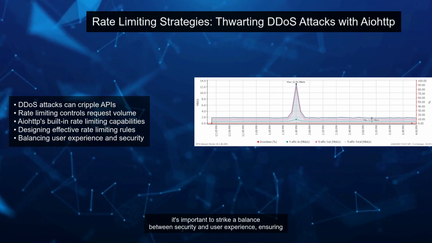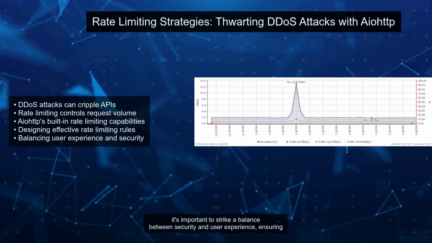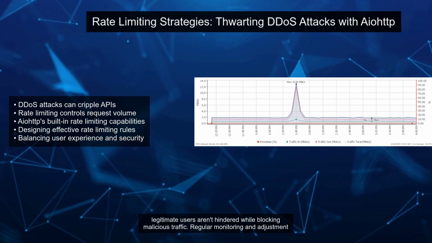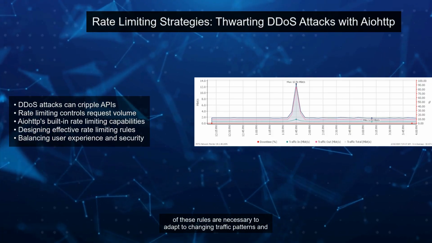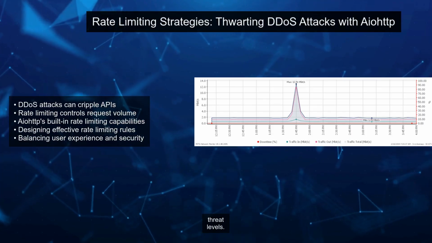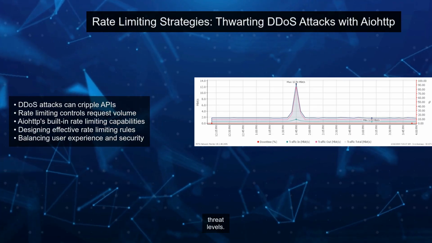When designing rate limiting rules, it's important to strike a balance between security and user experience, ensuring legitimate users aren't hindered while blocking malicious traffic. Regular monitoring and adjustment of these rules are necessary to adapt to changing traffic patterns and threat levels.